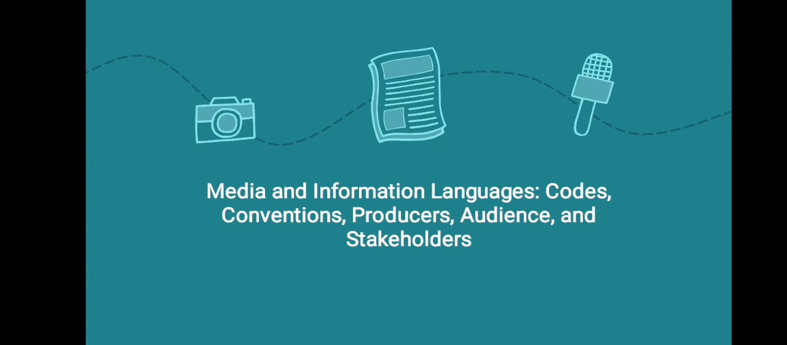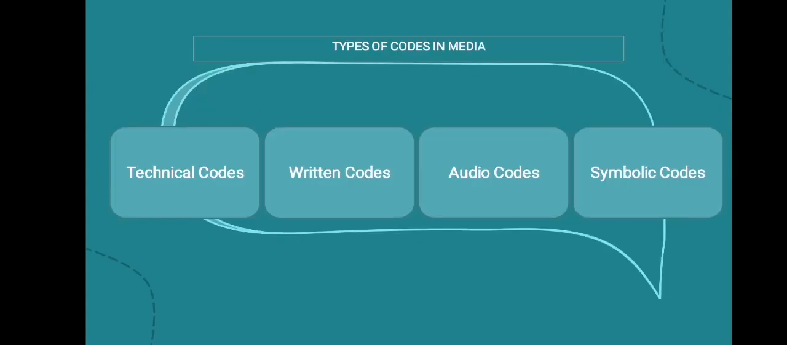So next is we're going to use the given graphic organizer to identify the different roles and responsibilities of the audience, producers, and the stakeholders. So we have four types of codes in media, namely technical codes, written codes, audio codes, and the symbolic codes. So we're going to debunk each one of them. Mapag-aaralan natin kung ano nga ba yung responsibility nila when it comes to codes and media.